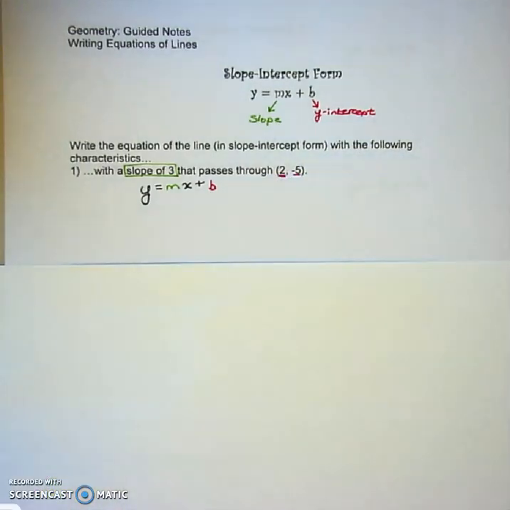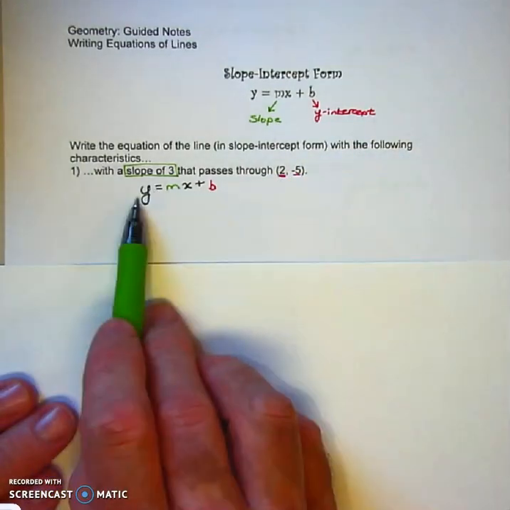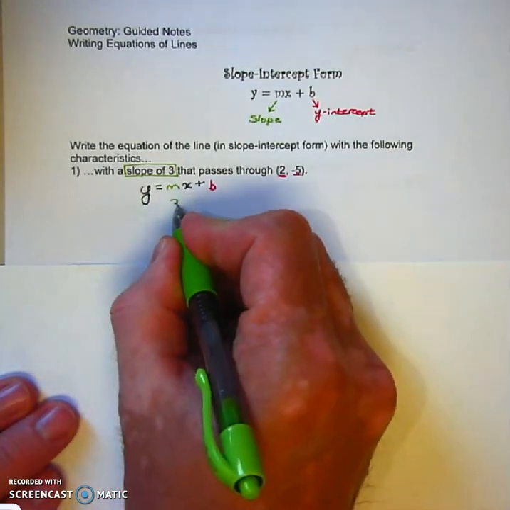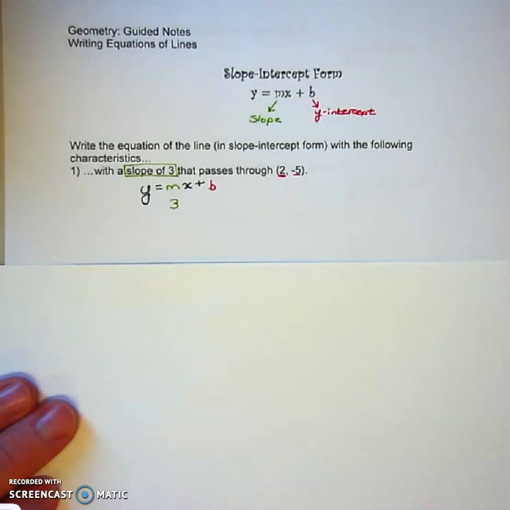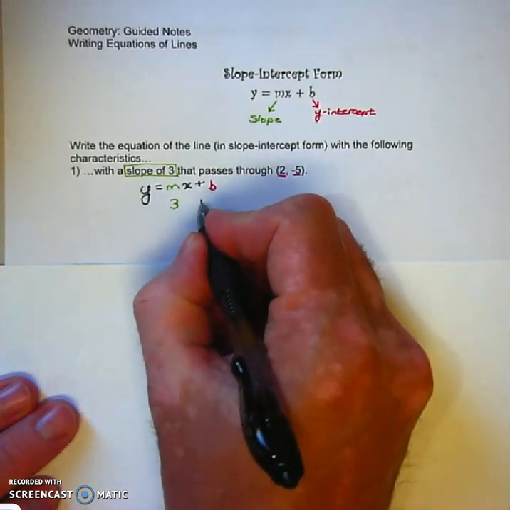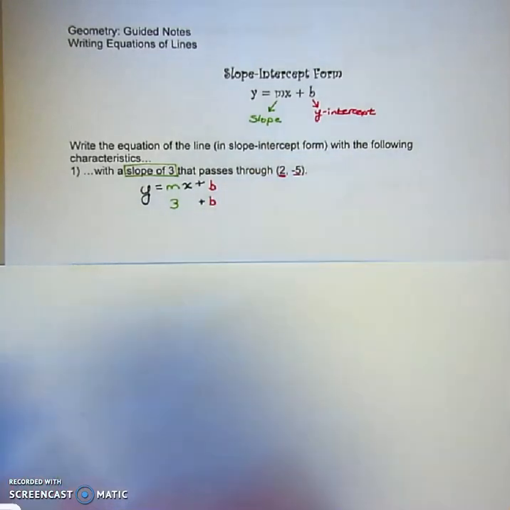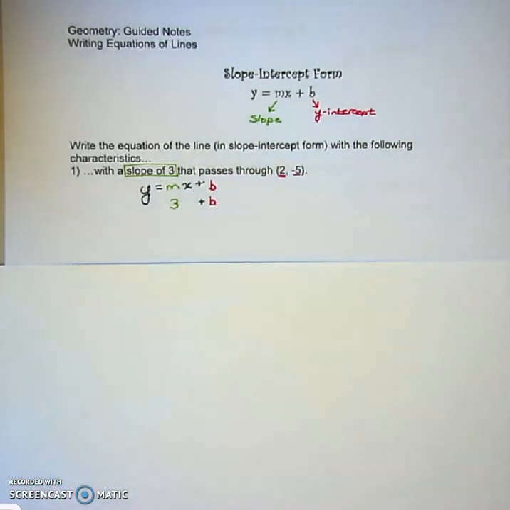So here we go. We have our generic form for the equation of a line. And what do I know? Well, I know the slope is 3, so I'm going to put a 3 there. I don't know the y-intercept. That is a mystery to us, so I'm going to call that b, because that's the point on the y-axis through which this graph passes.